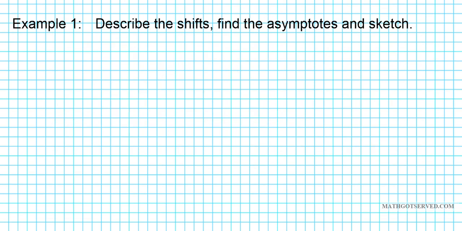Let's take a look at the first example, example number 1. The task is to describe the shifts, find the asymptotes, and sketch. So let's say we have the following rational function, y equals 3 over x plus 4, minus 2. In this problem, we can clearly see that we're dealing with a transformational form, the form y equals a over x minus h plus k. So that's important information right there.